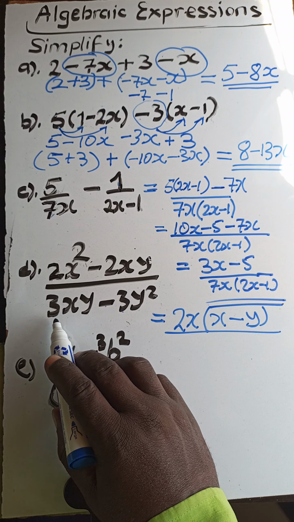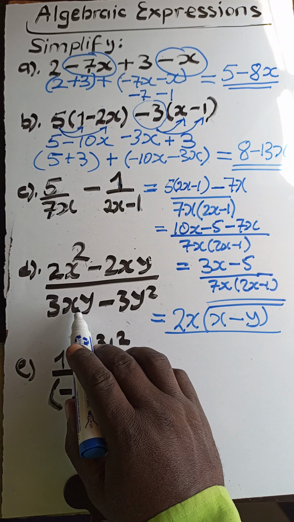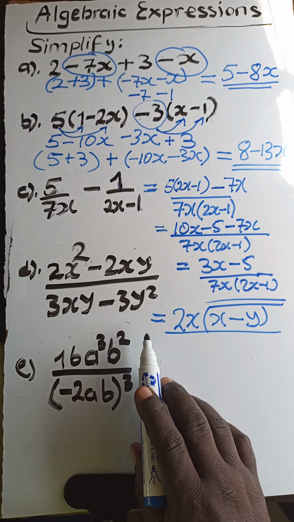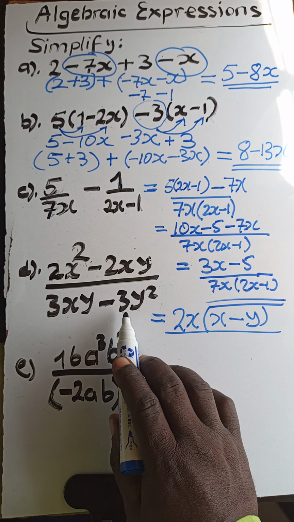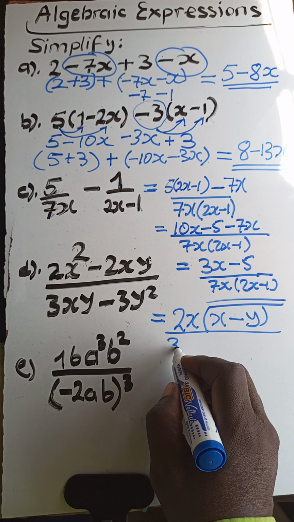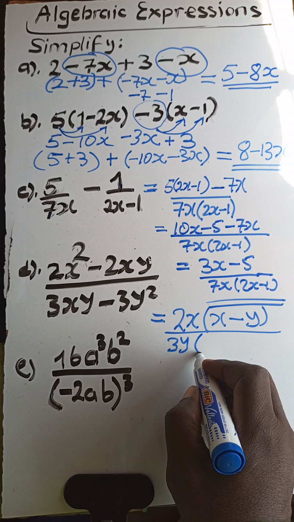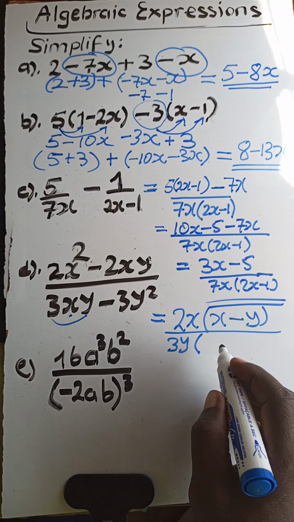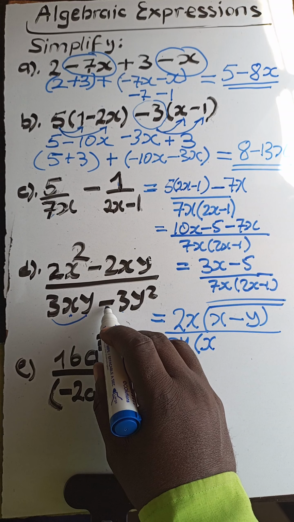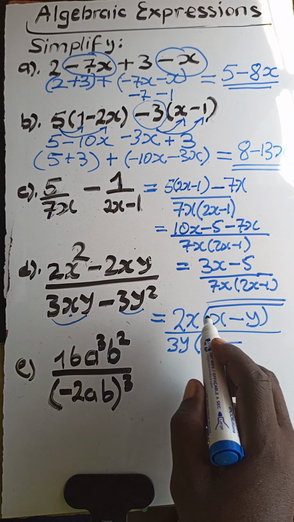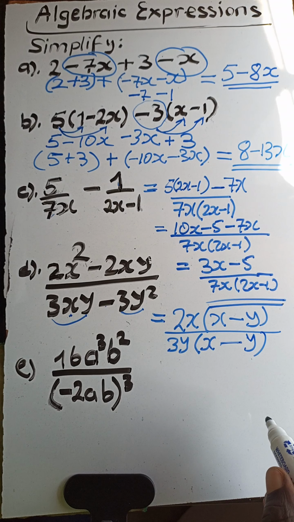Divided by. Now look at the denominator. 3xy minus 3y squared. We can see clearly that 3y is common. There is 3, and there is y. So 3y is common. So we'll bring out 3y into. When we remove 3y, we'll be left with x minus. When we remove 3y, remember this is y squared, we'll be left with 1y there.